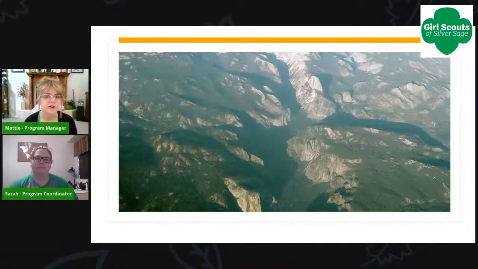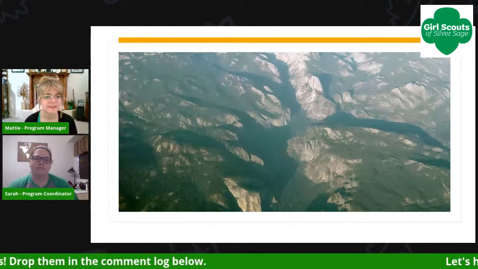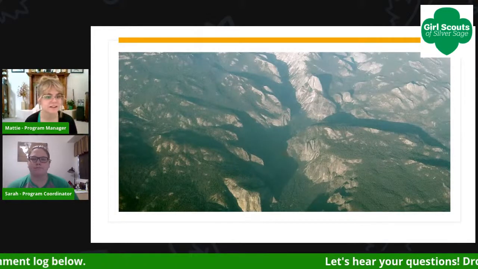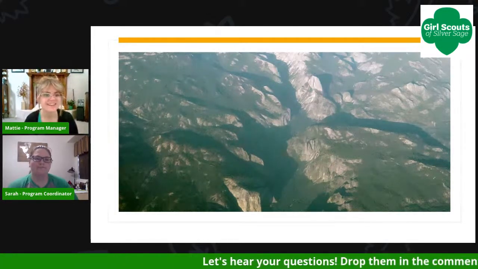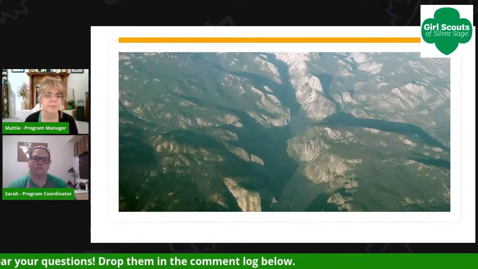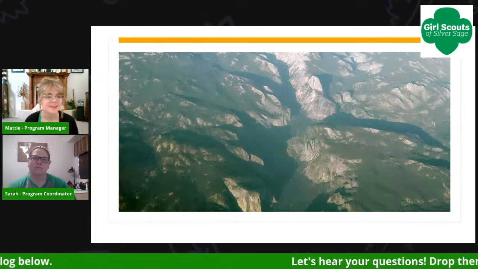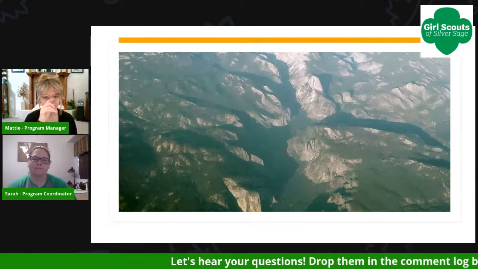This is a picture I found of flying over Yosemite, which I thought was a really different perspective than being in the valley, where you feel like you're being hugged by rocks. You can see Half Dome in the top right middle, and in the bottom left middle, right at the bottom, is El Cap. So you can see that perspective.